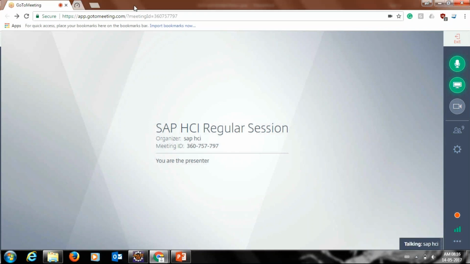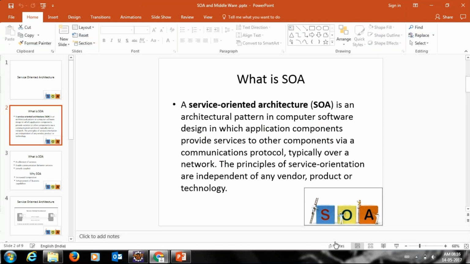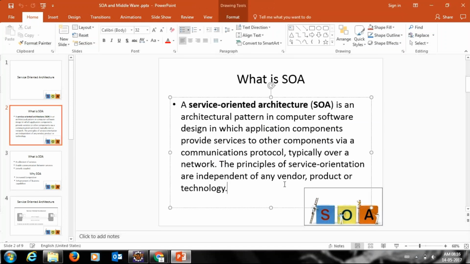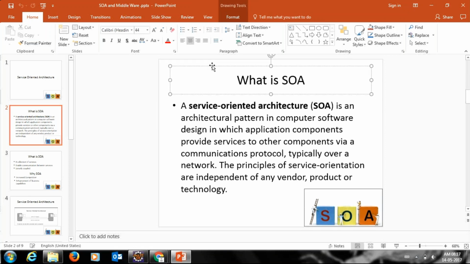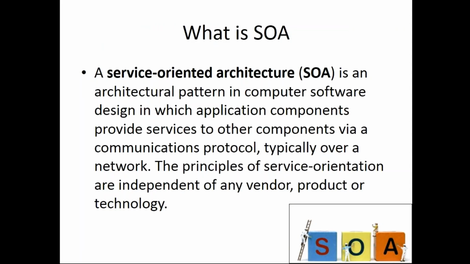So coming back to my PPT. SOA, service-oriented architecture, is an architectural pattern in computer software design in which application components provide service to other components via communication, typically over a network. The principles of service orientation are independent of any vendor, product, or technology.